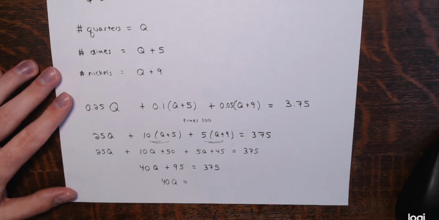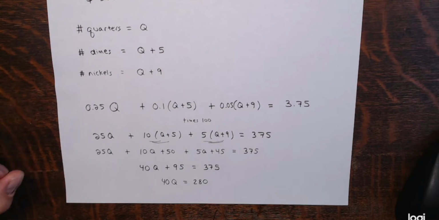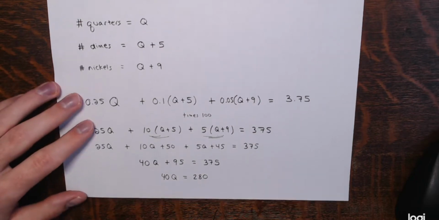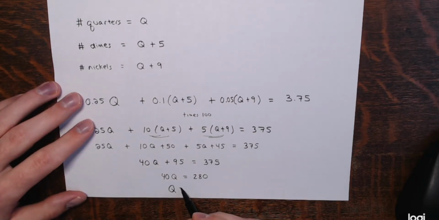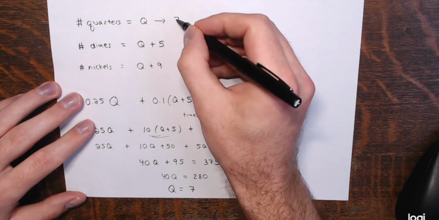equals 280. Right, 280 plus 95 is 375. And then dividing both sides by 40, Q equals 7. So that's the number of quarters. Remember what Q represented. Right, there were 7 quarters.